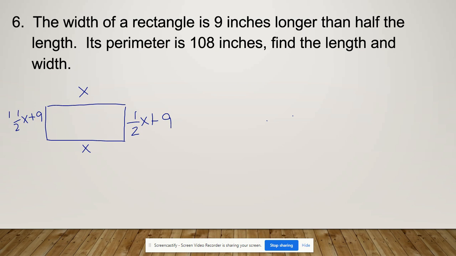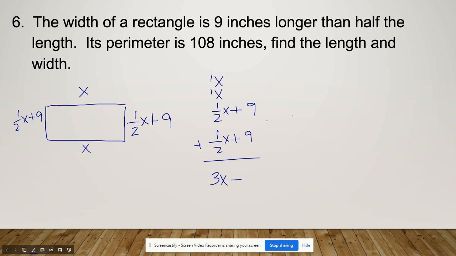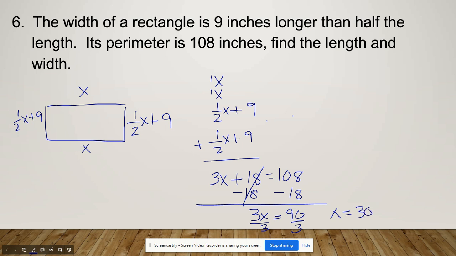So we get, when we add those up, x plus 1 half x plus 9 plus 1 half x plus 9. 1 half and 1 half is 1 whole, plus 2 more x's makes 3x, 9 and 9 is 18 equals 108. Subtract the 18 from both sides. We get 3x equals 90. Divide by 3, and x equals 30.